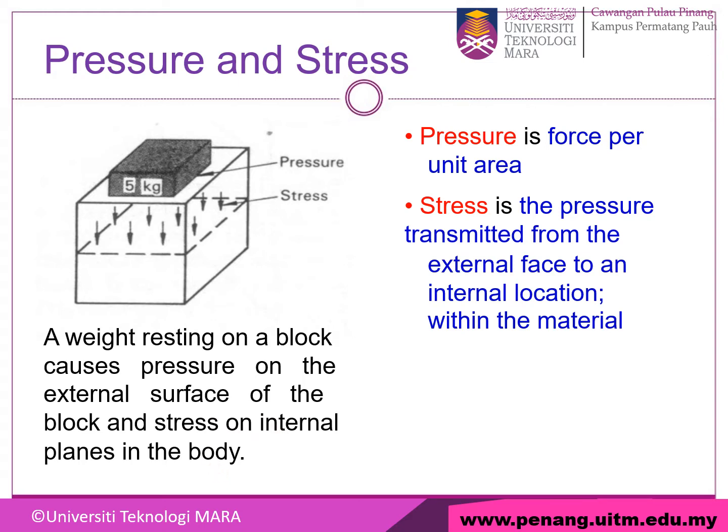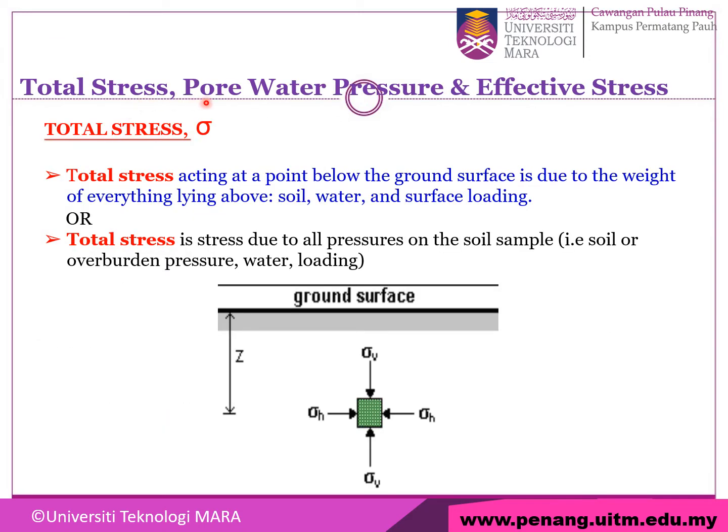Now we go for the total stress, pore water pressure, and effective stress. First, we go for the total stress. Remember the word total, okay? Total stress is the stress acting at a point below the ground surface due to the weight of everything lying above, for example, soil, water, and surface loading, or due to all pressure on the soil sample. For example, soil or overburden pressure or water or loading.